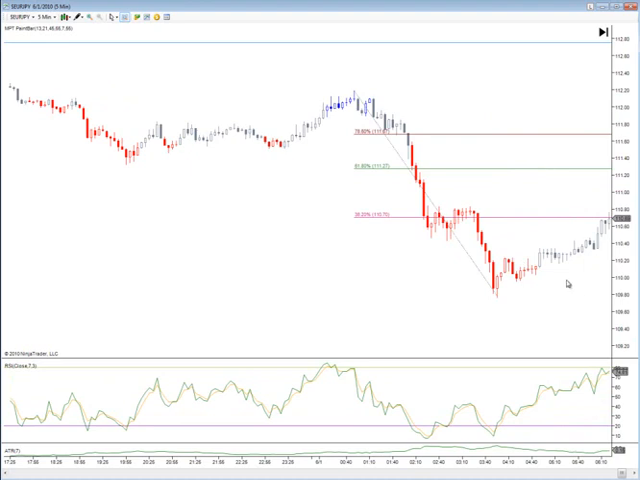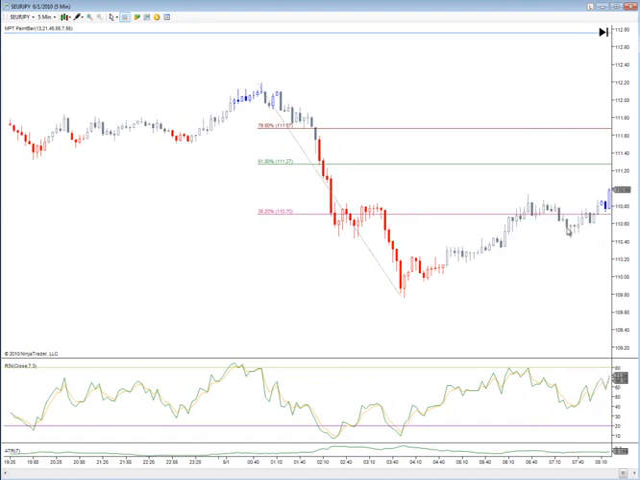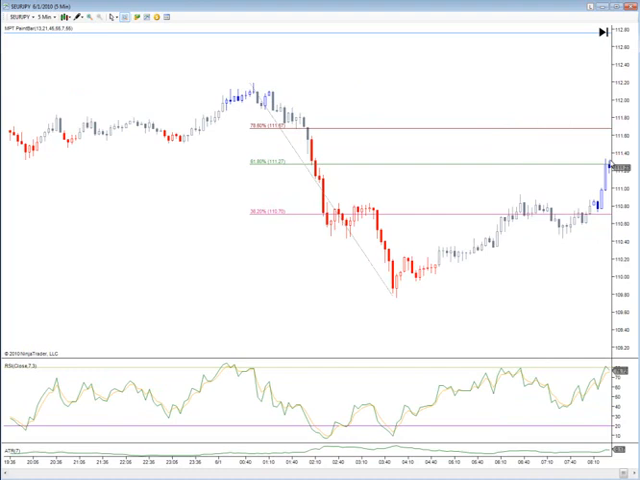Now we have the ability to potentially trade the Fibonacci failure pattern. In this particular case, market came down, and we actually ended up getting short on the Fibonacci failure trade, and were quickly stopped out to the upside.